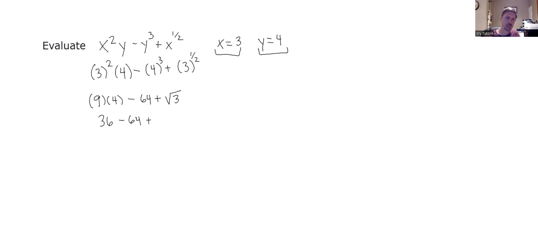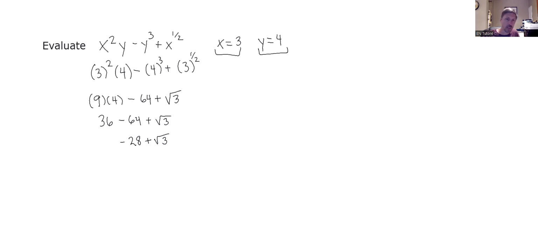And finally, we're just left with addition and subtraction. So we can do those. 36 minus 64, that's going to give us a negative 28. And plus square root of 3. There's really no way for us to combine this because the 3 is under square root. So this would actually be our final answer for this problem.